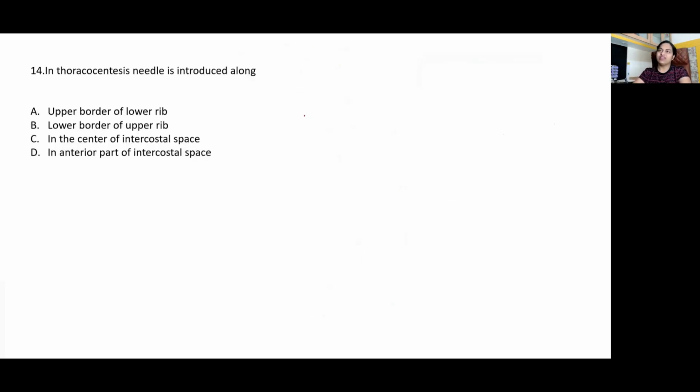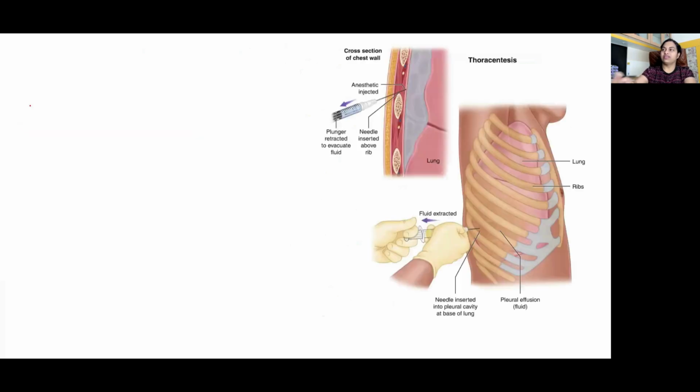In thoracocentesis, the needle is introduced along the upper border of the lower rib, to avoid injury to the intercostal vessels. The neurovascular structures in the intercostal space are lodged in the costal groove that lies along the lower border of the rib. So if this is the upper rib, you can see along the lower border these structures. So the best place to introduce the needle is the upper border of the lower rib. The arrangement of structures there will be the intercostal vein, intercostal artery, and intercostal nerve.